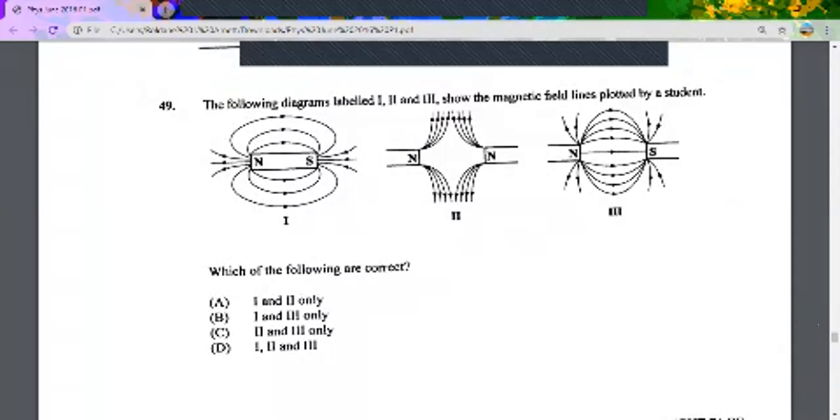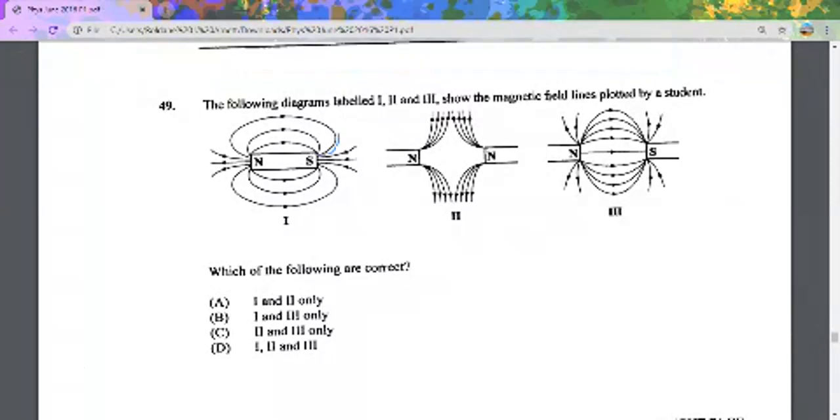Question 49. The following diagram labeled 1, 2, and 3 show the magnetic field lines plotted by a student. Which of the following are correct? Let us look at all of them. For the first one, look at those lines. Do you see how all of them go towards the South Pole, exit the North Pole, some come around and go straight back to the South Pole and continue? That is what we were looking for in the last question and did not see it.